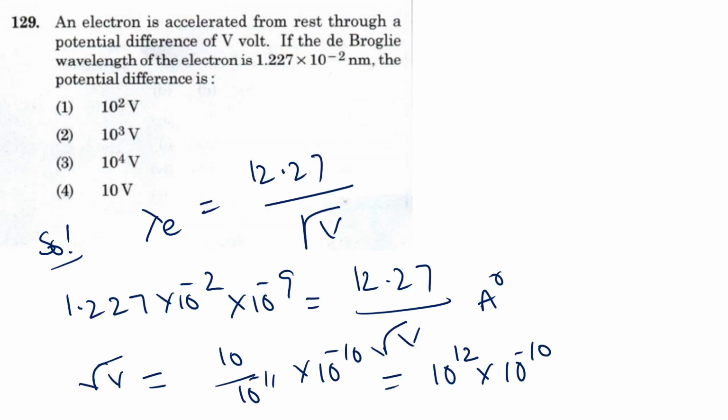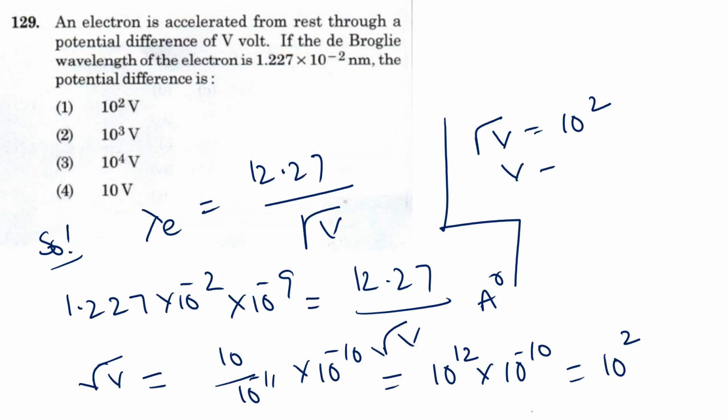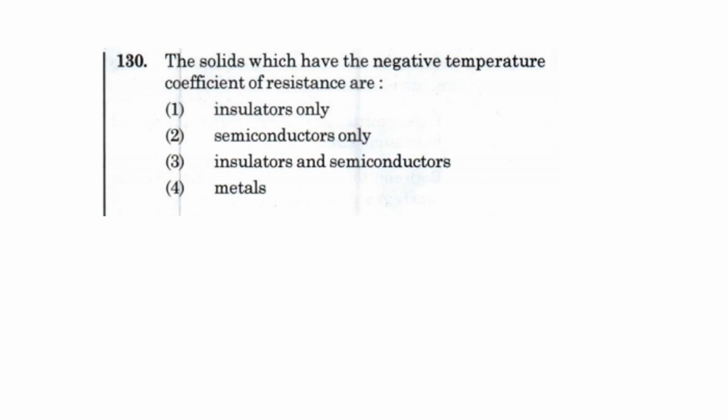At last we are getting the answer 10 square. So at last we are writing the answer: root V is equal to 10 square and V is equal to 10 to the power of 4 volts. So the third option is correct. Which option is correct in this? Third option is correct. Now we'll go to question number 130.